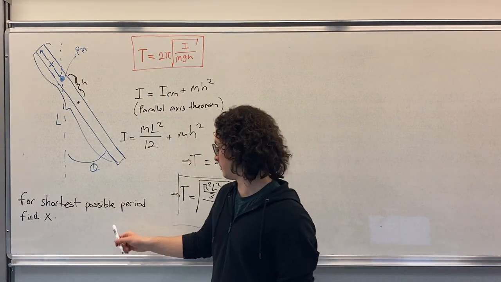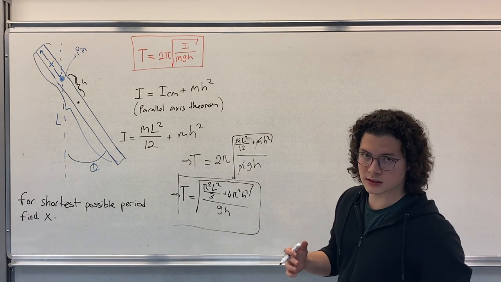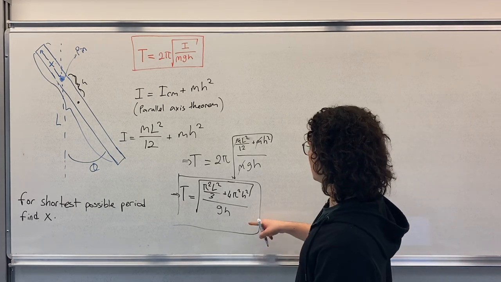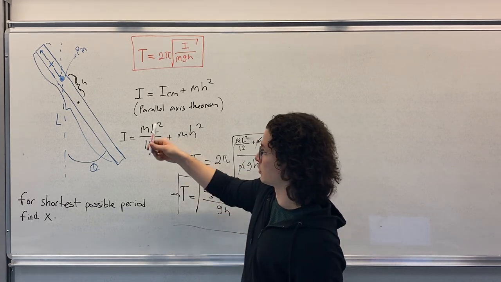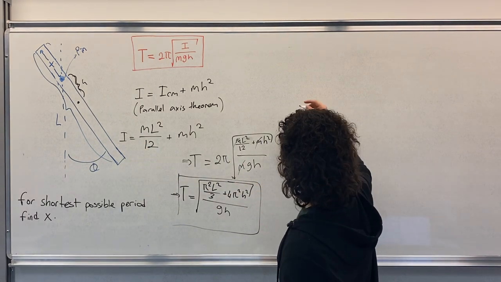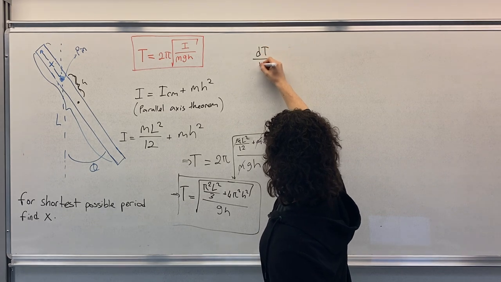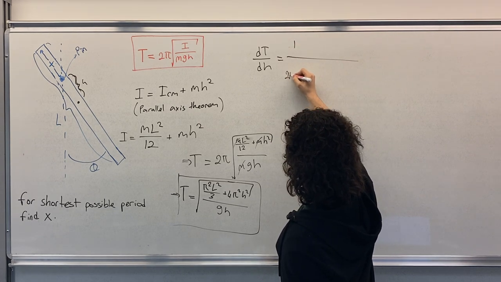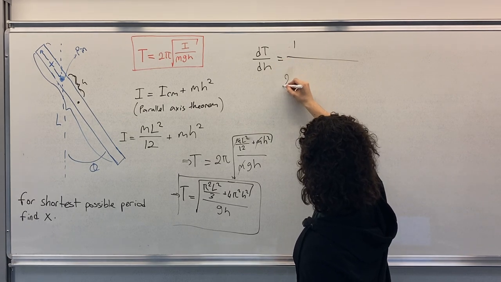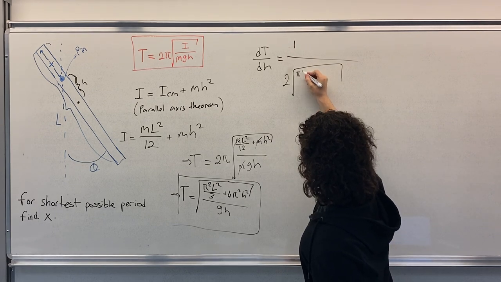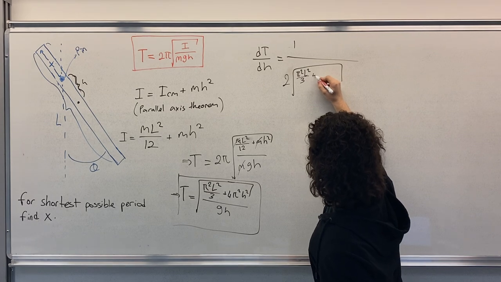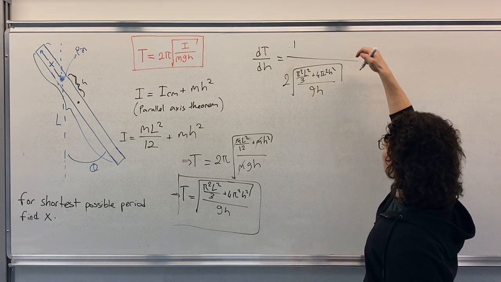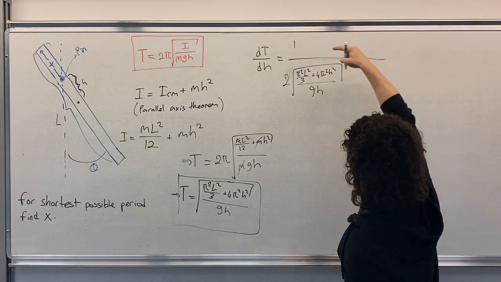We are looking for the shortest possible period. So we know that in order to find the maximum or minimum point, we have to find the derivative and make it equal to 0. So let's take the derivative with respect to h, because we are looking for h. So dT over dh gives us 1 over 2 times square root of pi square l square over 3 plus 4 pi square h square over 9h, times the derivative of the inside goes to the upper part.